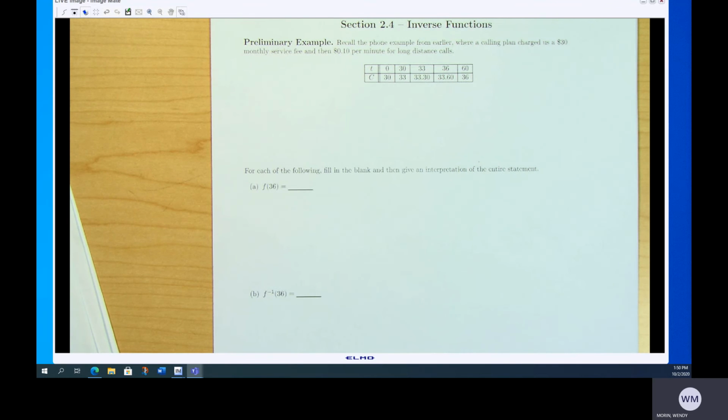It says, recall the phone example from earlier. Well, we didn't have a phone example earlier, but where the calling plan charged us $30 a monthly service fee and 10 cents per minute for long distance calls. Well, obviously this is a little old because we used to have to pay for long distance calls. Now you guys have cell phones, so that's no longer the case. But we're gonna work on this problem anyway.